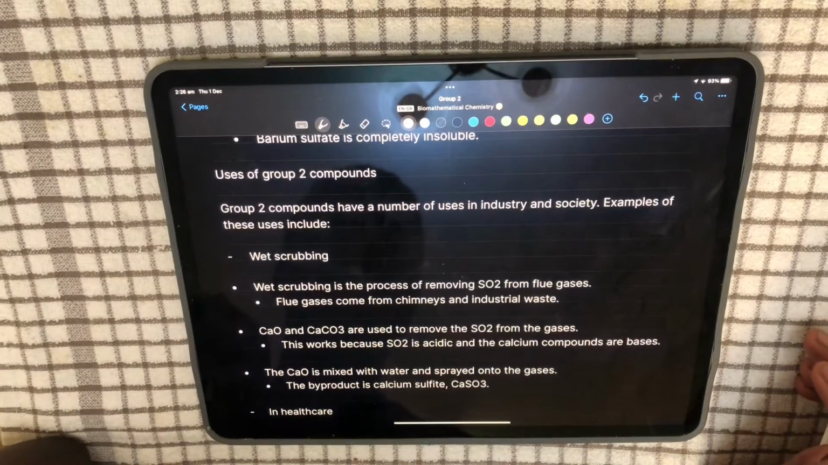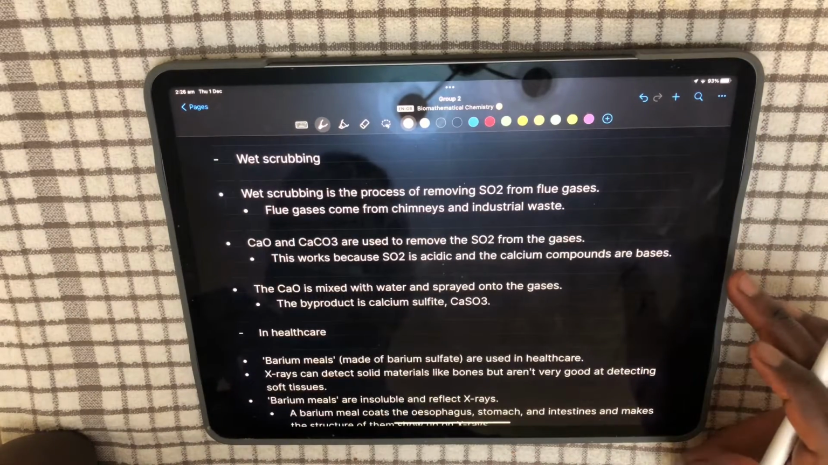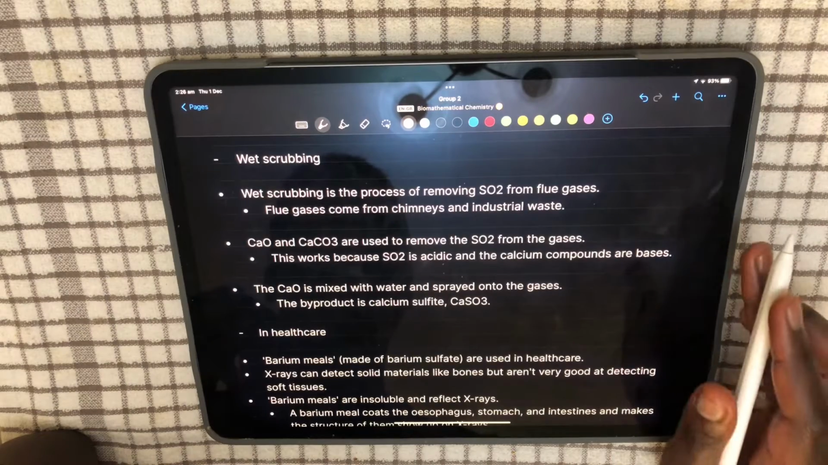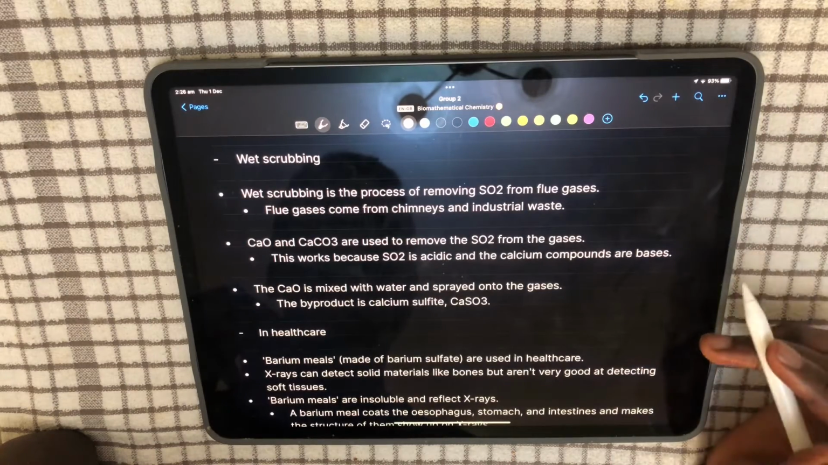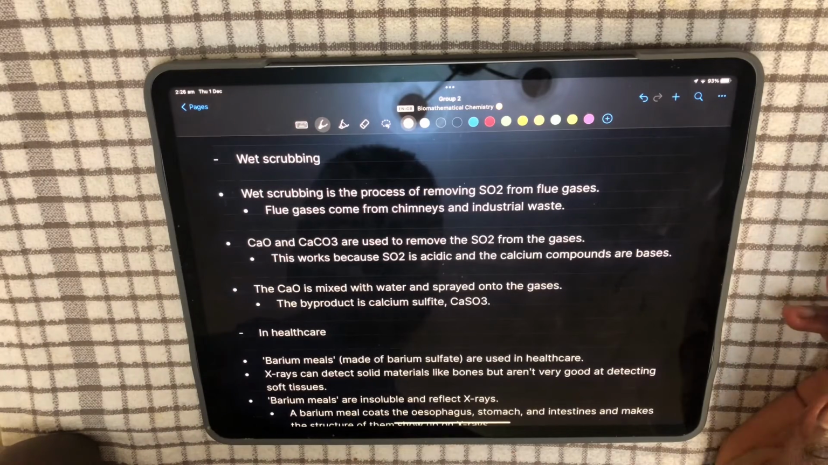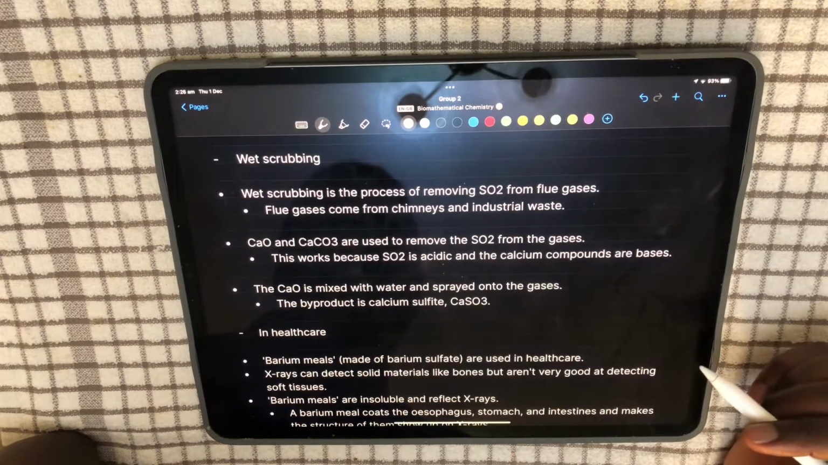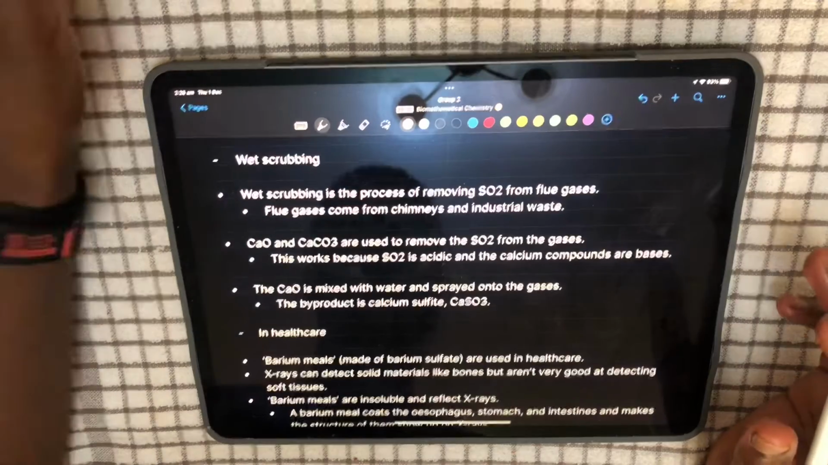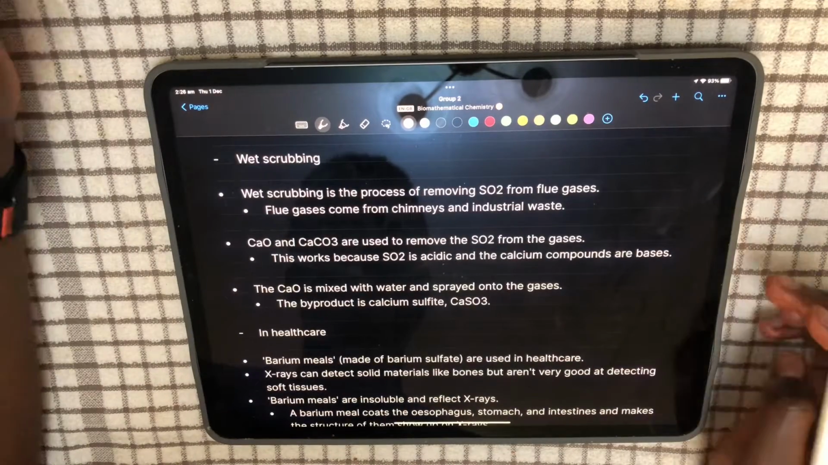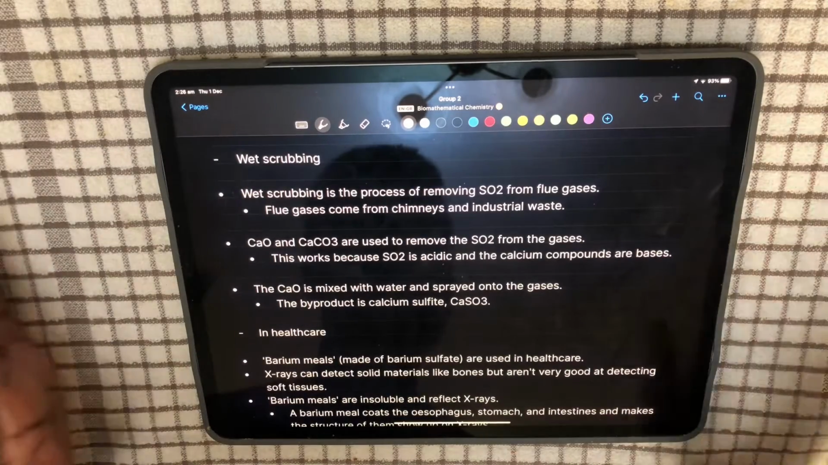Group 2 compounds have a number of uses in industry and in society. Examples of these include wet scrubbing. Wet scrubbing is a process of removing SO2 from flue gases. Flue gases come from chimneys and industrial waste. Calcium oxide and calcium carbonate are used to remove SO2 from the gases. This works because SO2 is an acidic gas, and calcium compounds are generally basic, so it's a neutralization reaction.